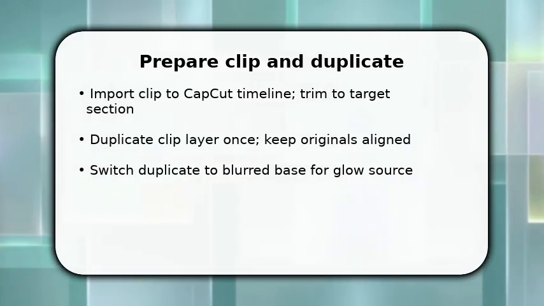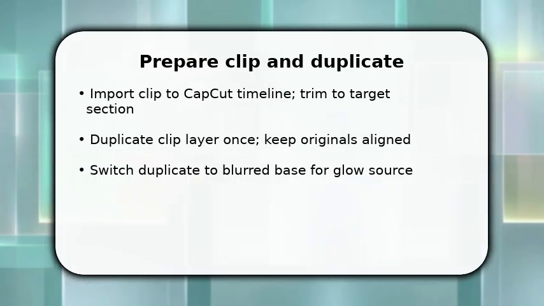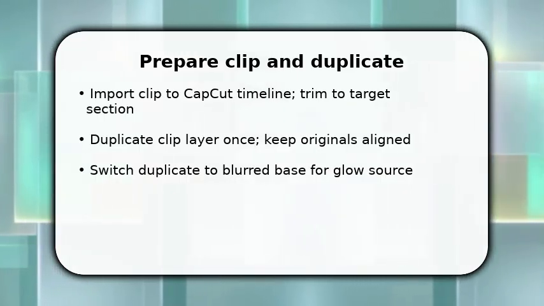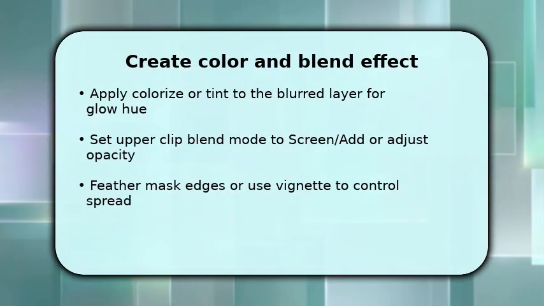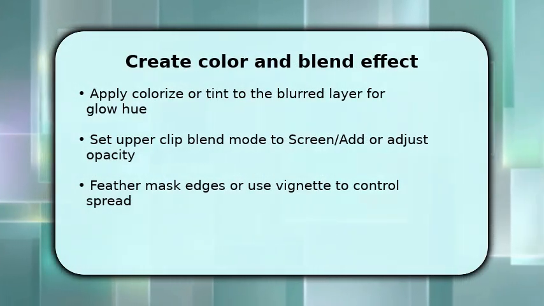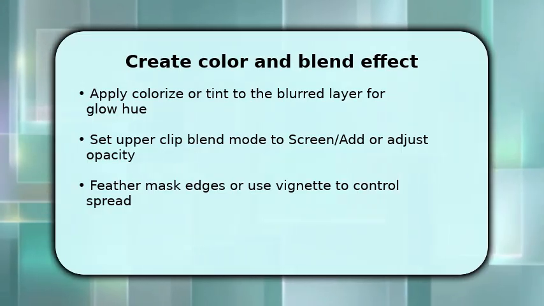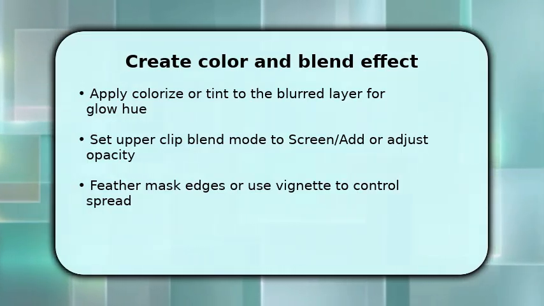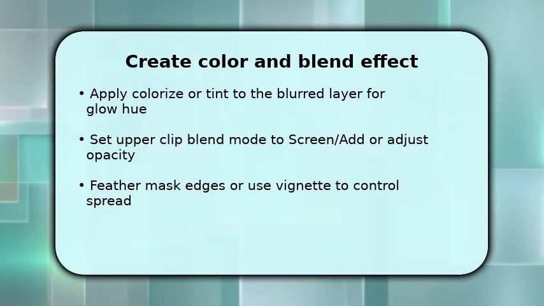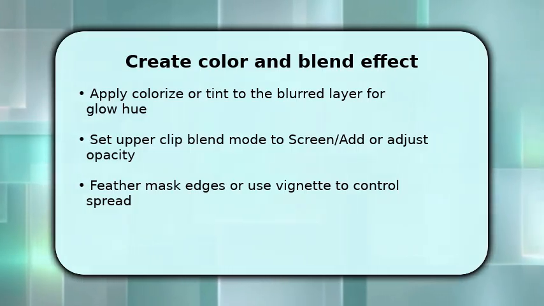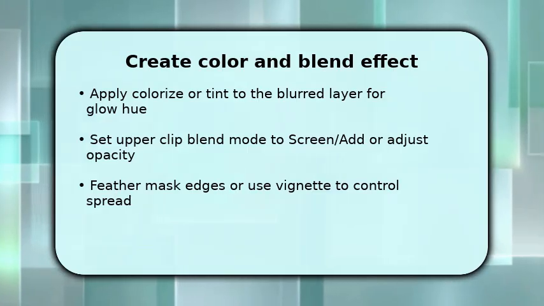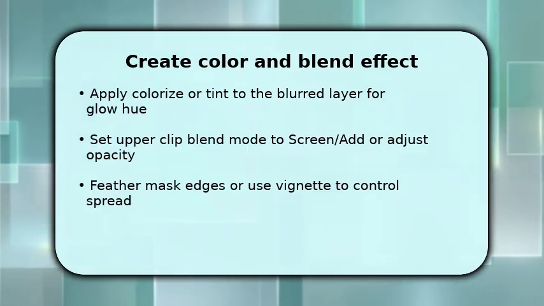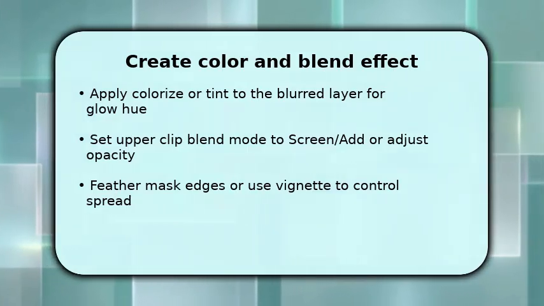While you're doing this, make sure playback is paused at a clear frame to judge the glow intensity accurately before proceeding to blend modes. Next, colorize the blurred layer to pick the glow hue you want, warmer tones for warmth, cooler for neon. Once the color is set, change the top clip's blend mode to screen or add, or lower its opacity to blend both layers naturally. If CapCut lacks modes, reduce the top layer opacity to reveal the blurred color beneath.